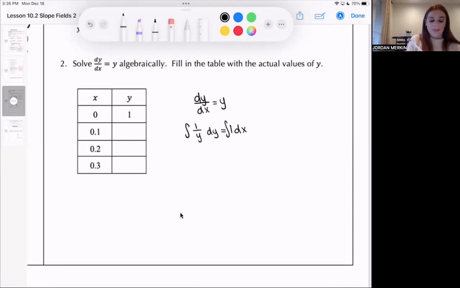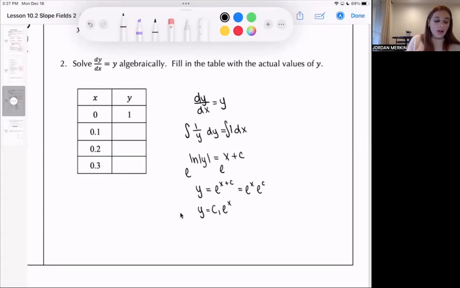We integrate. The integral of 1 over y would be the natural log of the absolute value of y, which equals x plus c. We could do e to both sides. We end up with y is equal to e to the x plus c. Remember, you can think of this as e to the x times e to the c, which really is just a new constant, e to the c. I'll call it c1, e to the x.